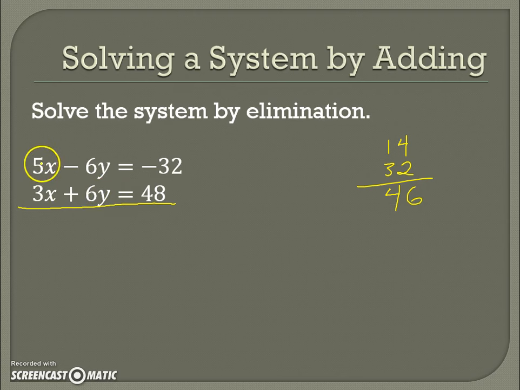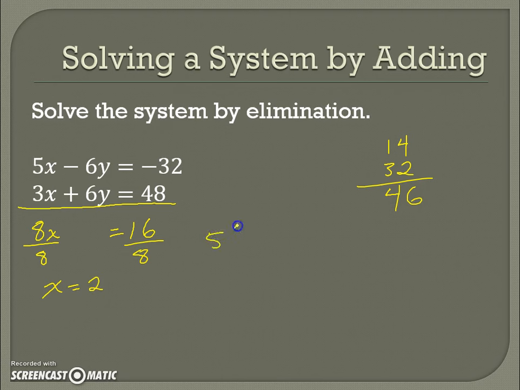If I add these two, so 5x plus 3x is 8x. Negative 6y plus 6y is 0y, or just 0, so it eliminates the y, so I don't write that. And then here I do negative 32 plus 48 is 16. I've eliminated one of the variables, so I have a pretty simple equation to solve here. Divide both sides by 8, and x equals 2. Now remember, I'm looking for an ordered pair in xy values, so I'm going to take this, and I'm going to substitute it back in.